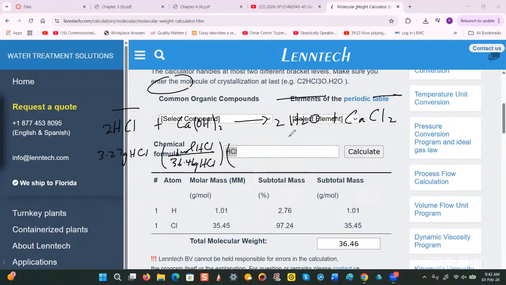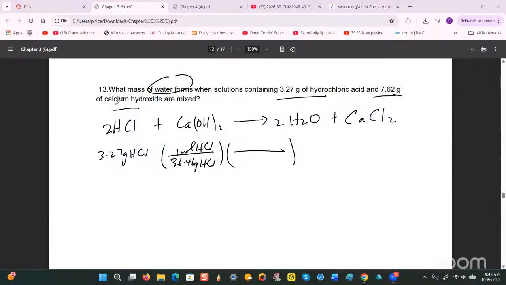And then based on the balanced equation, we can figure out how many moles of water would be produced. And in order for us to do that, we have to look at the mole ratio between the water and the hydrochloric acid. That's a 2-to-2 or 1-to-1 mole ratio. So I'm gonna put 2 moles of H2O here, 2 moles of HCl here.